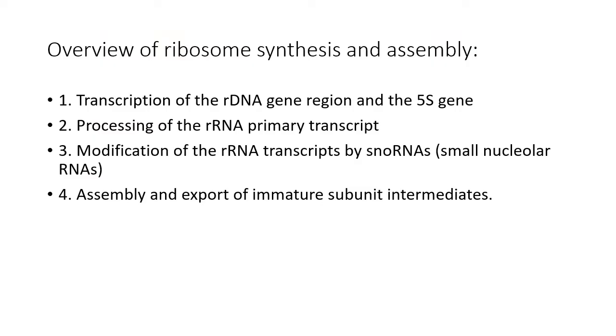Okay, so the overall view of where we're going with this, we're going to talk a little bit about transcription of the rDNA gene and the 5S gene, processing, which is to say all the endonucleolytic cleavages which happen to the pre-RNA in order to define the final mature RNAs, extensive modification of the RNA transcripts, which involves a class of small nucleolar RNAs, snoRNAs, which guide the methylases and pseudouridine synthases to the correct location on the ribosomal RNA. And then finally, assembly and export. This is a very long and complicated process.